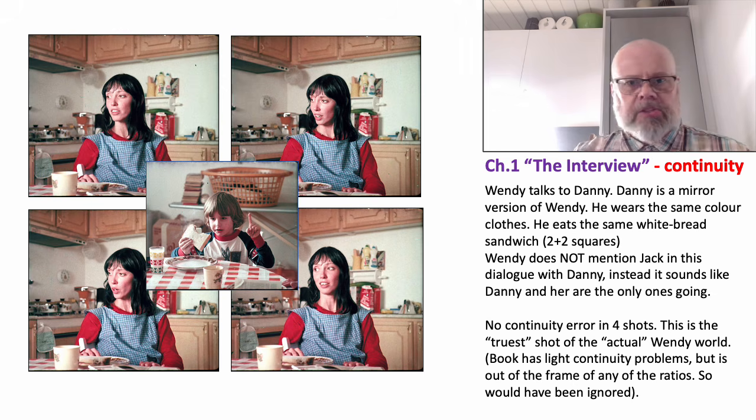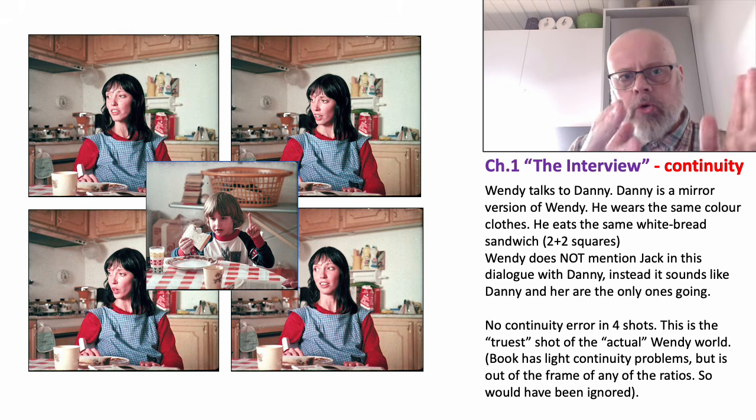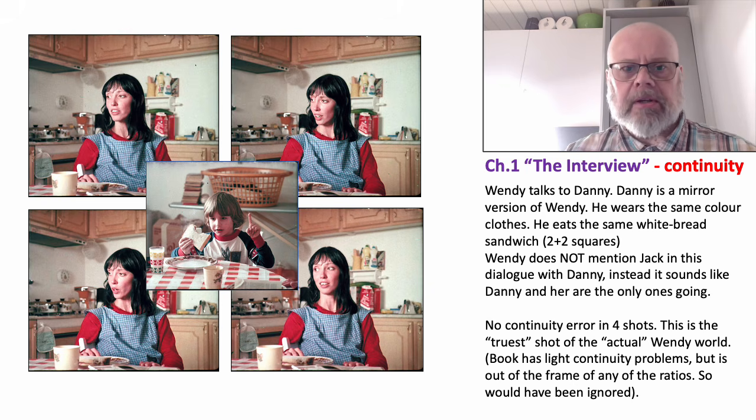In these 4 shots, it switches back and forth between Danny and Wendy. There are no continuity errors at all. It's basically one of the few shots of this kind going back and forth where there aren't any continuity issues. So in my opinion, this picture is just about the closest we will get to what and who Wendy actually is. She's basically sitting in some messy kitchen all alone talking to her ghosts, right?